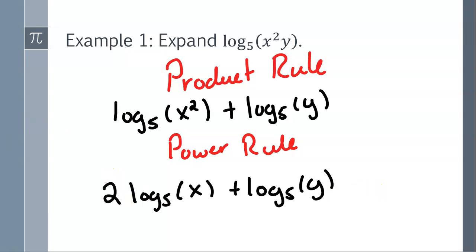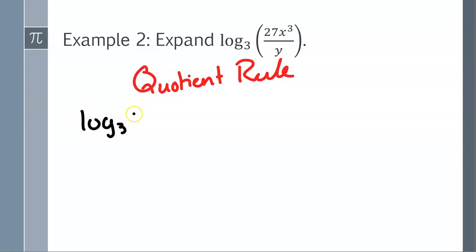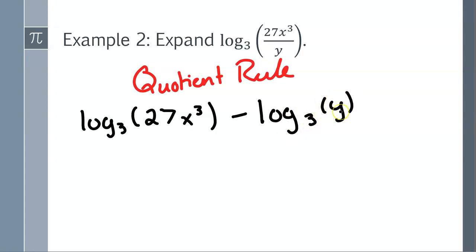Our next example, this one wants to expand log base 3 of 27 times x cubed all over y. So the first thing I'm going to use is the quotient rule. So I want to get rid of this division. So what we're going to have, log base 3 of 27 x cubed, because that's the quantity on top, and I'm going to subtract log base 3 of y. That was the quantity on bottom.